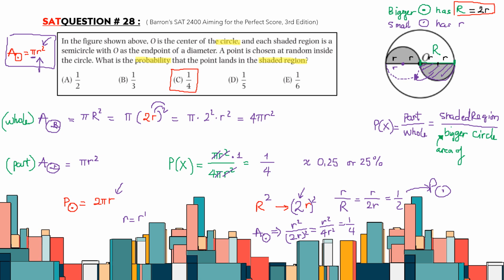So let's summarize this one. If we have the ratio, the probability of the small over the big one will be little r over big R for perimeter. It will be equal to small r squared over big R squared for the area of a circle.